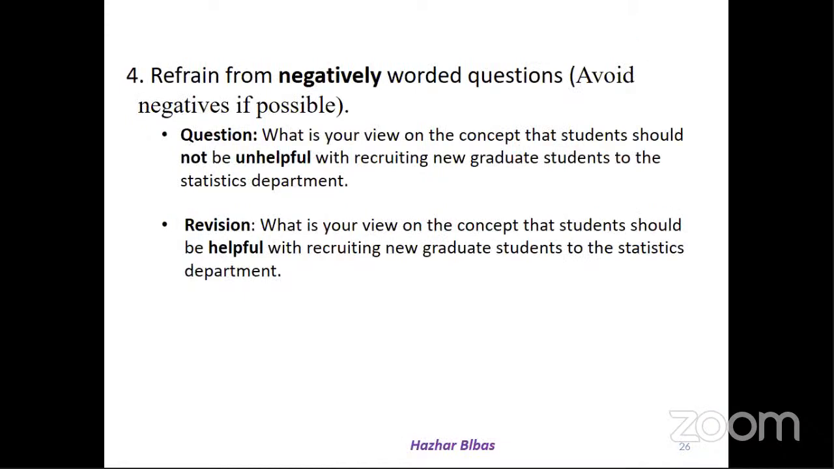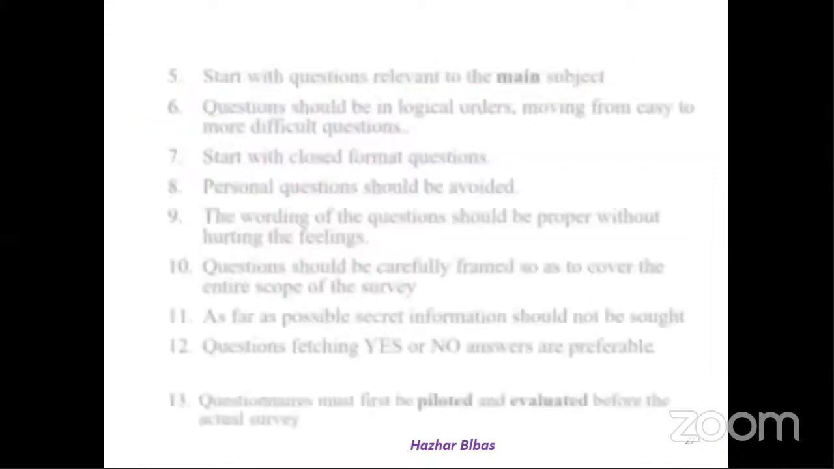If possible, please don't write any negative questions. Make the questions positive as much as you can. The questions should be relevant to your main subject, meaning they should be related to your topic.